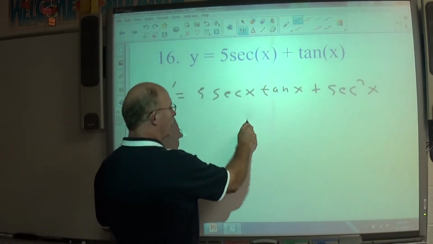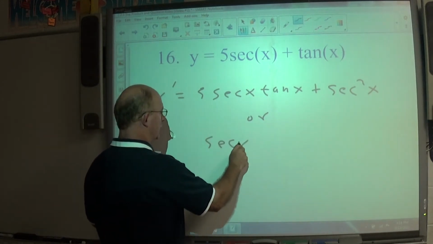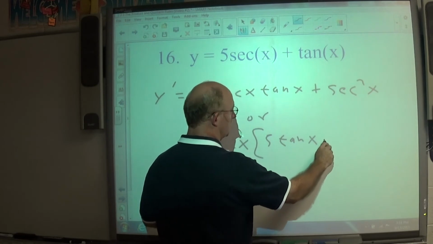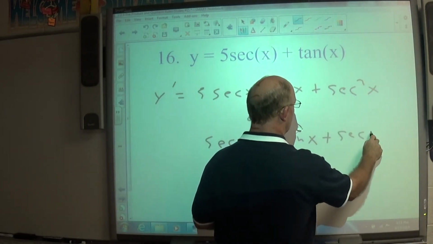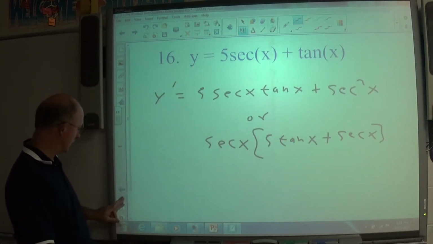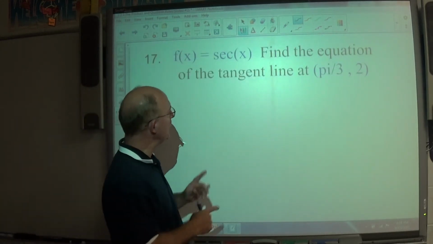Now we can factor off secant again. So secant x times, that would be 5 tangent x plus secant x. So if you put it in factored form, this is what the factored version will look like. Now, moving right along. Okay, let's try this one.